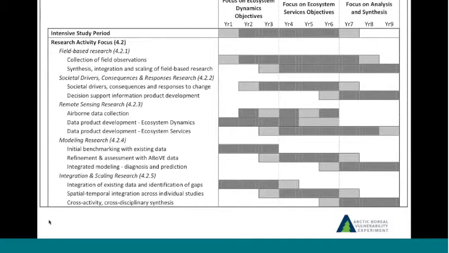But this gives you some idea of the range of research focus areas, which include field-based work, remote sensing work, modeling work, integration and scaling, and how they phase in, at least ideally in this graphic, in an idealized sense, and maybe not phase out again, but are more intense in certain different phases of ABoVE, which is laid out as an 8 to 10 year program.